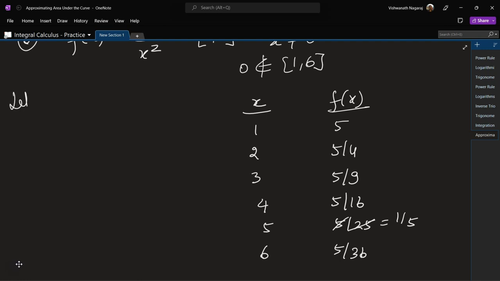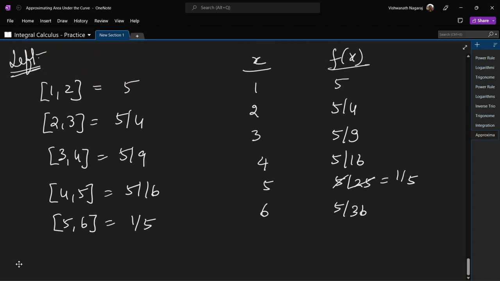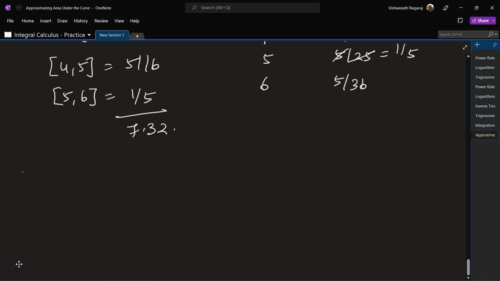Okay, now let's look at it from the left endpoint. So 1 to 2 will be 5. 2 to 3 would be 5 by 4. 3 to 4 would be 5 by 9. 4 to 5 would be 5 by 16. 5 to 6 would be 5 by 25. That is 1 by 5. Yes. Now if we add it up, we get 7.3.